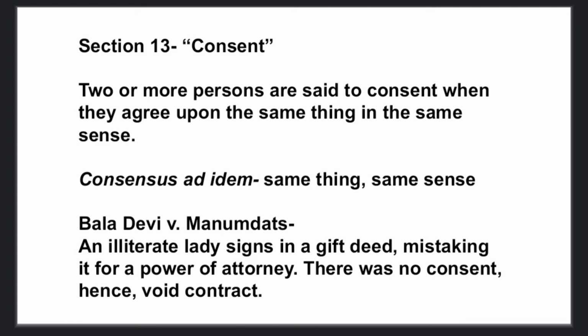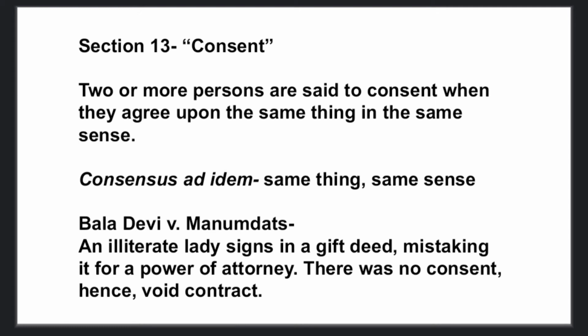Now, let me give you the example of a case law, that is Bala Devi versus Manum Dutt. In this case, there was an illiterate lady and she signed a gift deed mistaking it for a power of attorney. There was no consent because they did not agree in the same sense. She was thinking it to be a power of attorney, but she was actually signing a gift deed. Since they both did not agree on the same thing in the same sense, the contract was void.